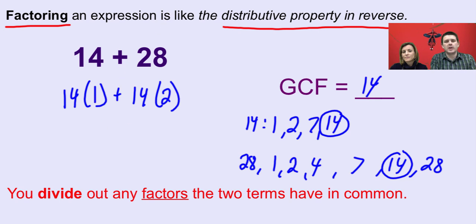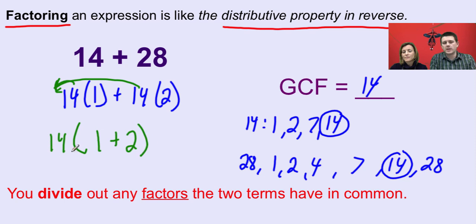And then this is where it becomes the distributive property in reverse. We're going to take the numbers in the parentheses. That 14 is going to get pulled out to the front. What was left in the parentheses stays in the parentheses. So it becomes 14 times the quantity 1 plus 2. We divide out that common factor and leave the leftovers inside. So you could use the distributive property to check your work.